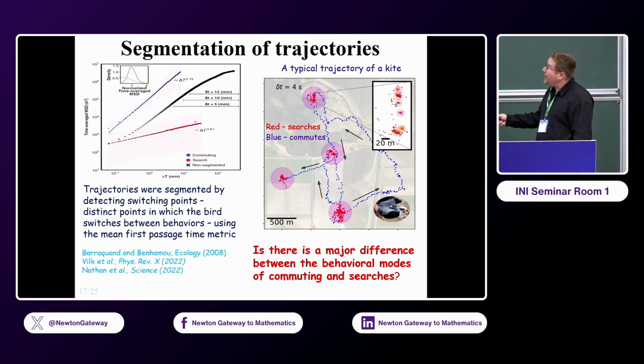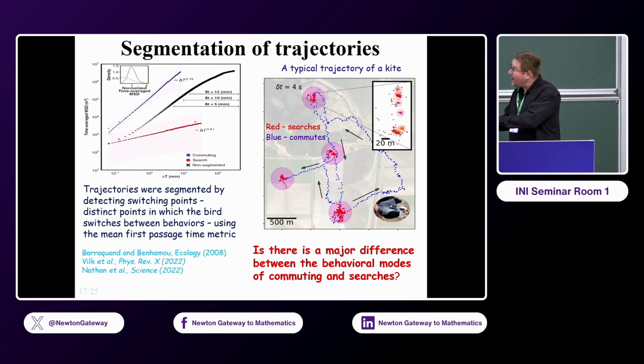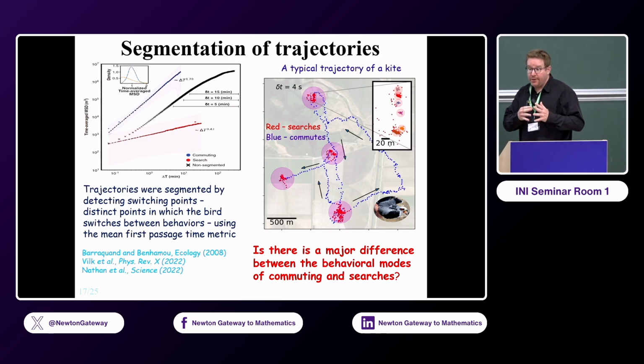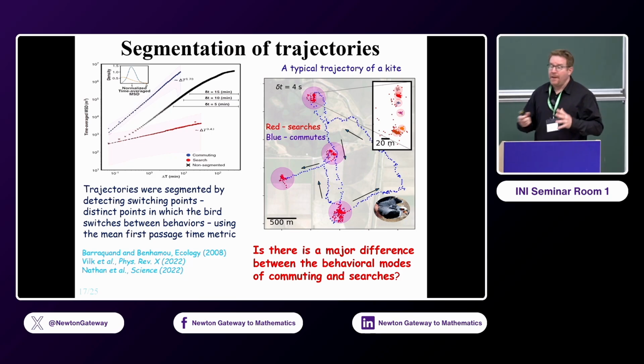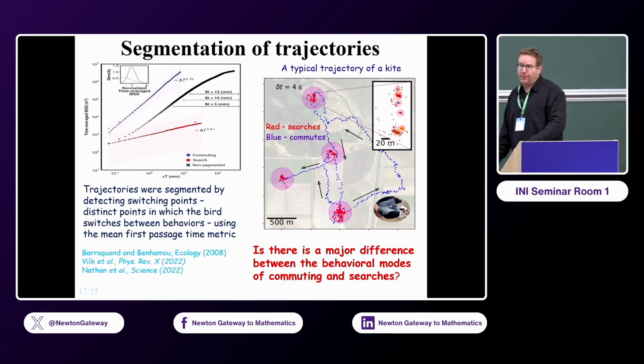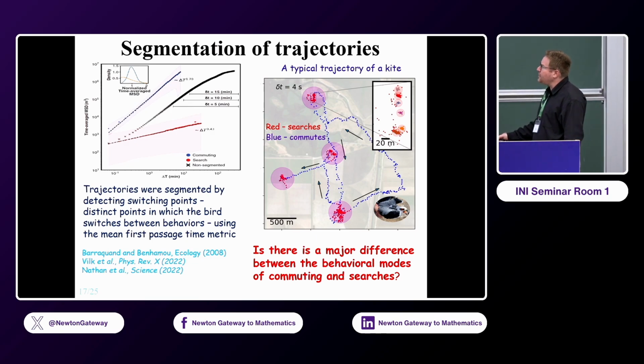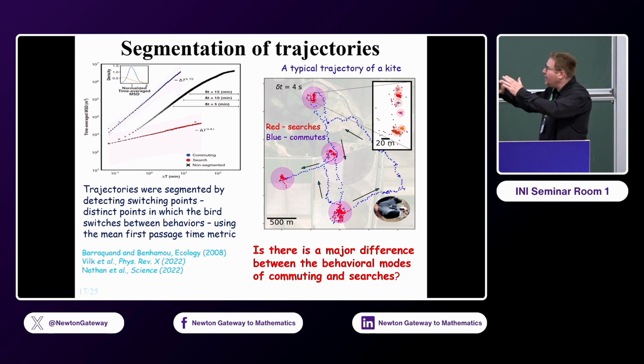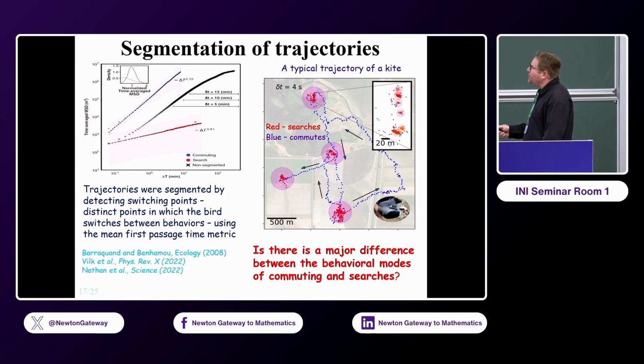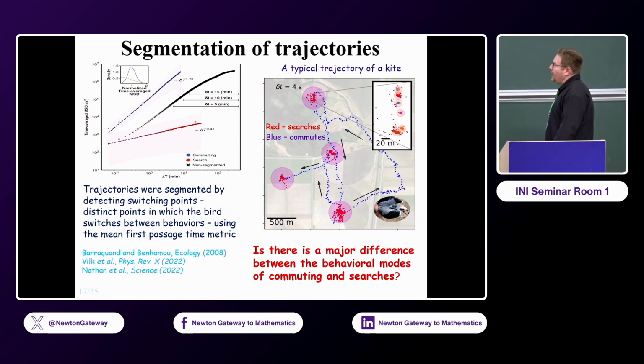So first of all, we took the time series and divided it into segments, searches and commutes. We did that by detecting switching points. We can do it using various metrics. Here we chose the time it takes to exit the vicinity of each point. If it was short, we concluded that it's part of a commute. If it was long, we concluded that it was part of a search.